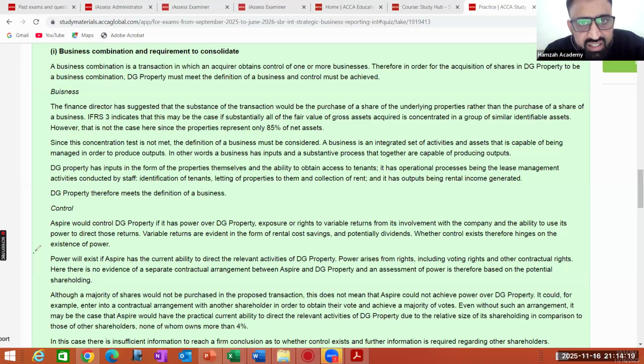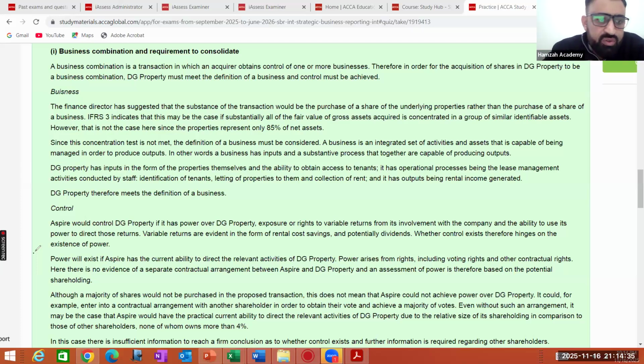A business has a set of integrated activities, which has input, which is a property here, and processes. They have a management staff who conduct the leasing arrangements, and output is a rental income. So DJ property is a business. So we have acquired a business.